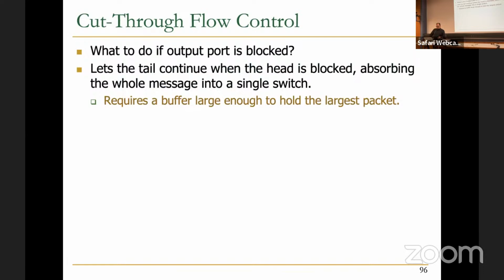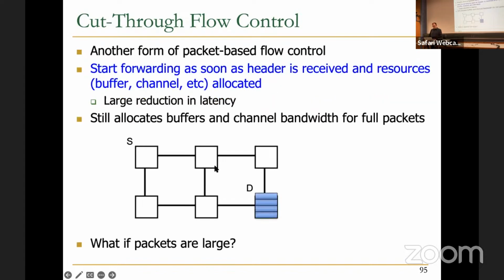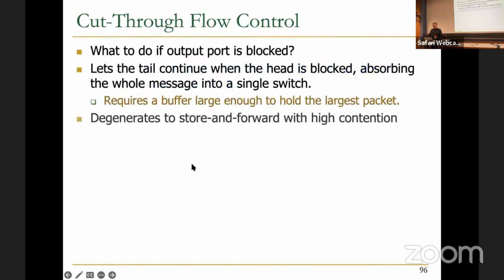Okay, so the issue with cut-through flow control is that when the output port is blocked, we need to wait, and basically the whole tail needs to be buffered. So still, cut-through flow control needs enough buffer slots in order to buffer the whole packet. So this requires a buffer large enough to hold the largest packet. And this might be an issue, specifically in the past, when designing buffers was not as easy as today.